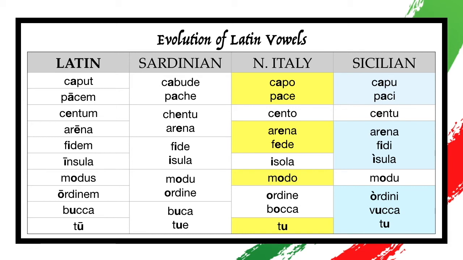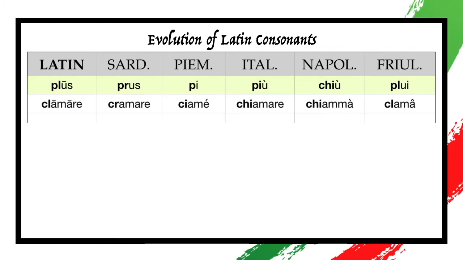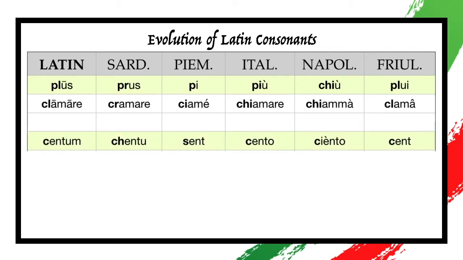The consonants of Latin also develop differently in different parts of Italy. Latin PL and CL in plus and clamare have only remained in Friulian and some dialects of Sardinian. And Latin C before an I or an E has remained hard in Sardinian only. It has become palatalized in all other Italian dialects, as it has in the other Romance languages too.